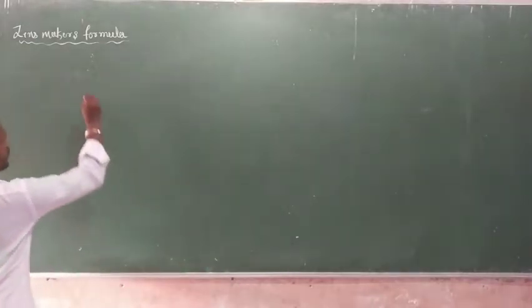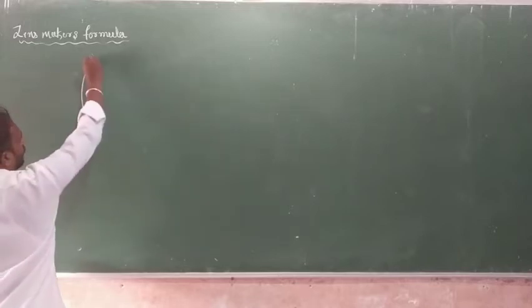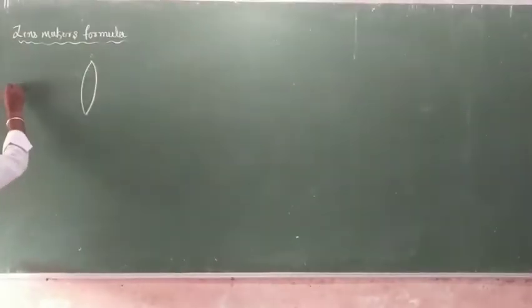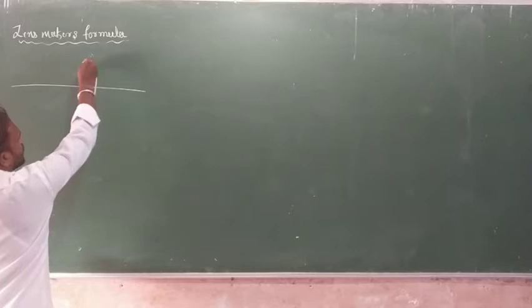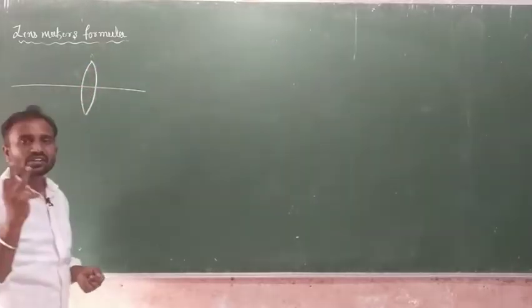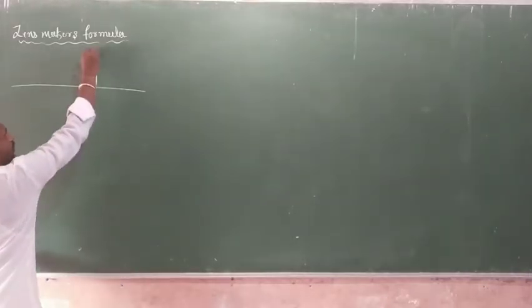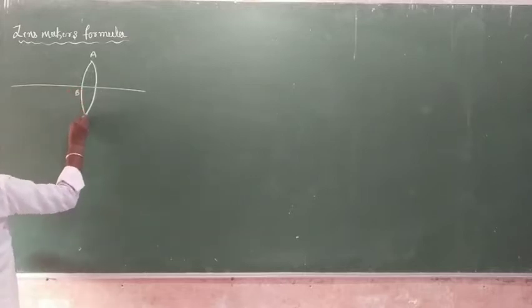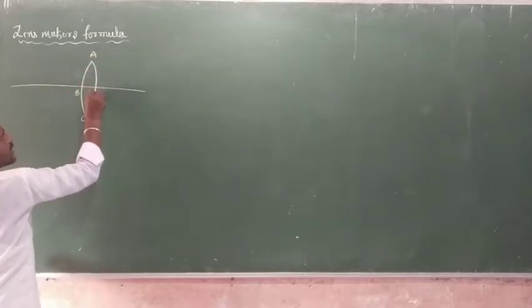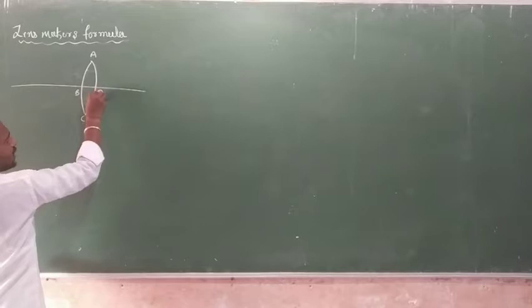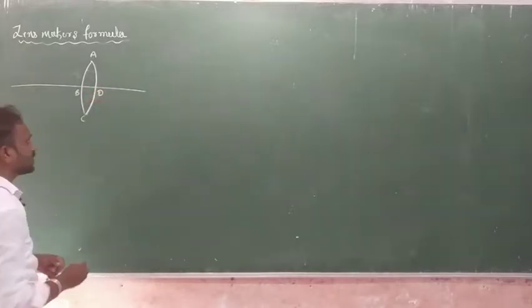First, we consider a convex lens, and this is the principal axis. This convex lens has two refracting surfaces. First, A, B, C is the first refracting surface, and the second, A, D, C, is the second refracting surface.